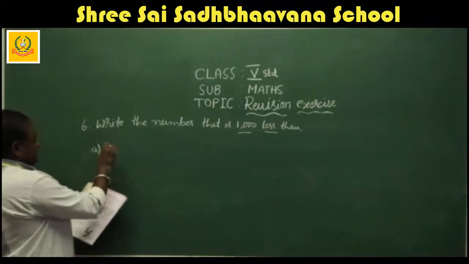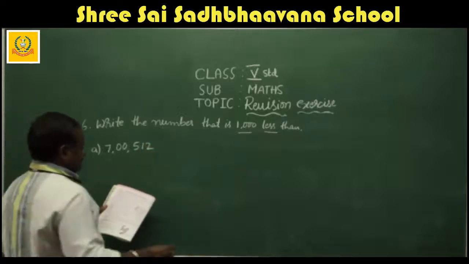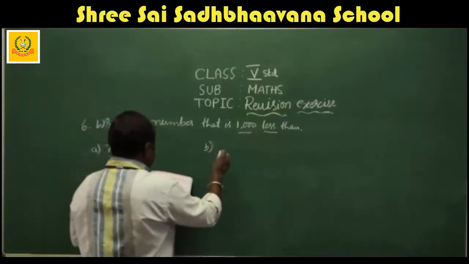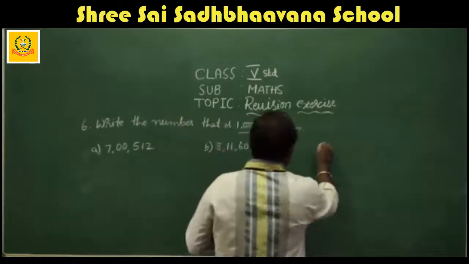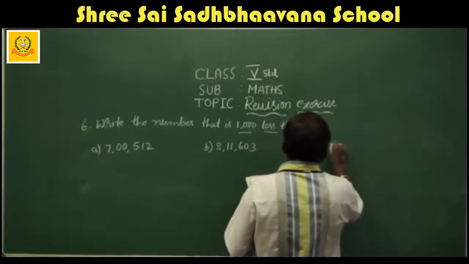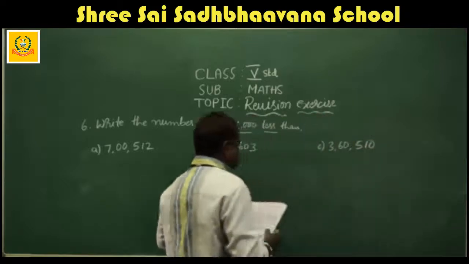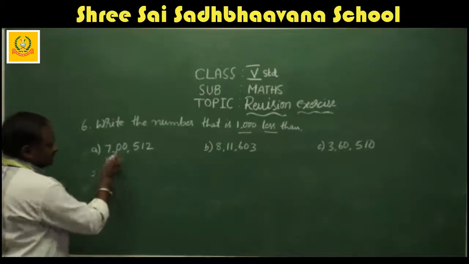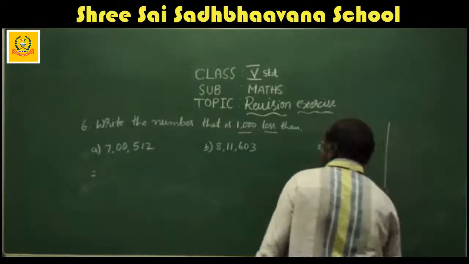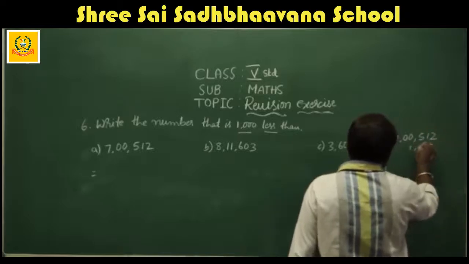So first one, 7 lakhs 512. Second problem, 8 lakhs 11,603. Third problem, 3 lakhs 60,510. So here, less than 1000. Less than 1000 means subtract. From 7 lakhs 512 you subtract 1000.